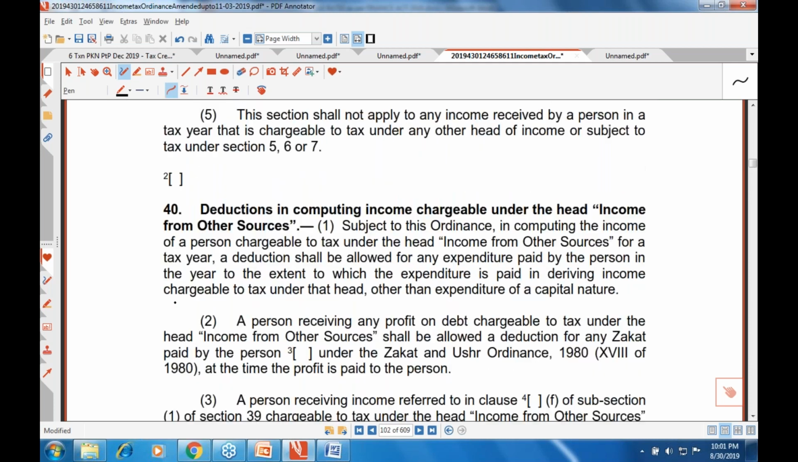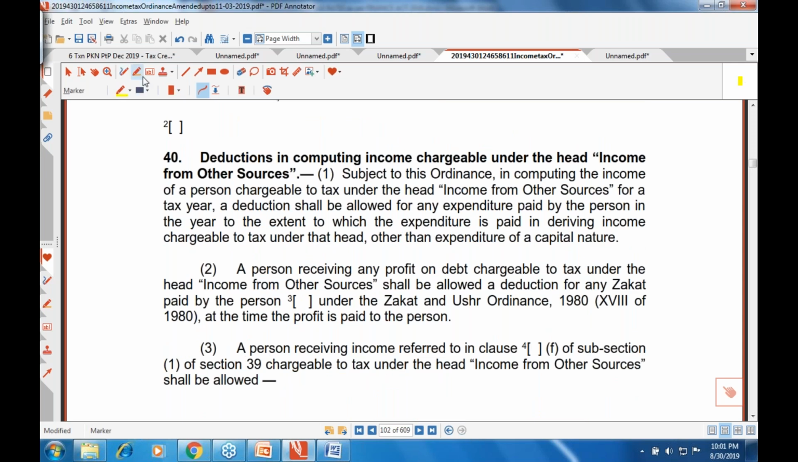The next situation we are going to talk about is the deductions in income chargeable under the head income from other source. What do you mean by deductions under this head? Basically, all of the expenses that are incurred in order to earn that income from other source are claimable, provided they are not claimed under any other head. If an expense is not claimed under any other head and is incurred in earning the income from other source, then such expense is deductible.